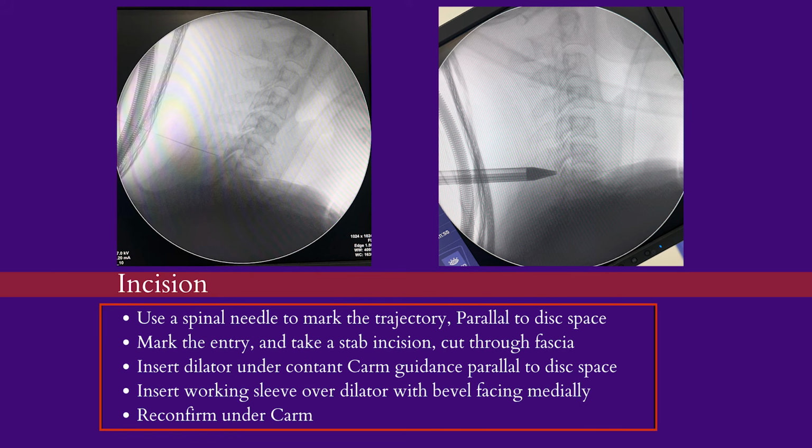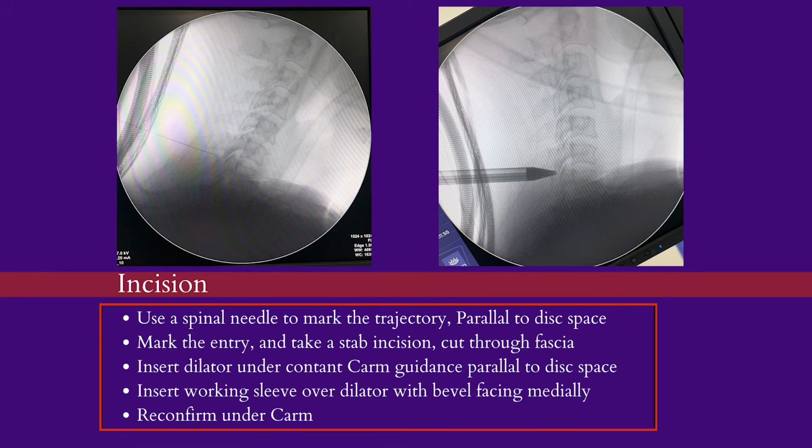So you can take a stab incision of around 8 mm, again depending on which scope you are using, then cut the deep fascia, and then you can insert the dilator. Again you have to see the entry of the dilator, the course of the dilator, under C-arm. Try to target the center of the disc space, and then you can insert a beveled working sleeve, with the bevel facing medially, over the dilator.